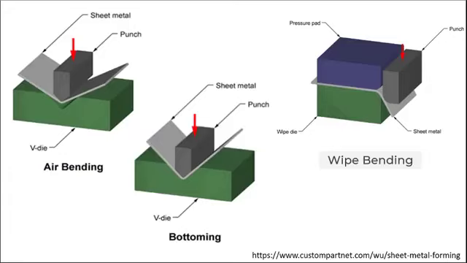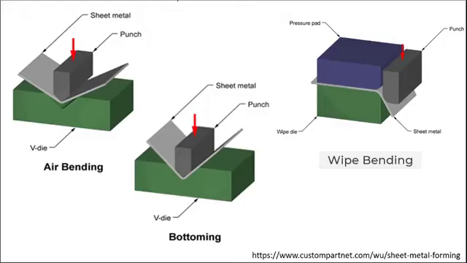V-die bending is commonly used, and in V-die bending there are two techniques: air bending and bottoming. If the punch does not force the sheet to the bottom of the die cavity, leaving space or air underneath, it is called air bending. And if the punch forces the sheet metal to the bottom of the die cavity, it is called bottoming.